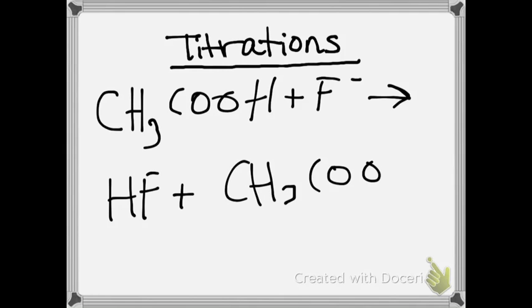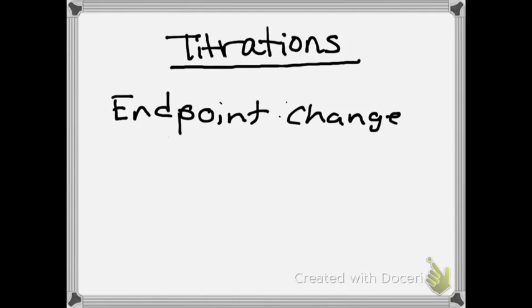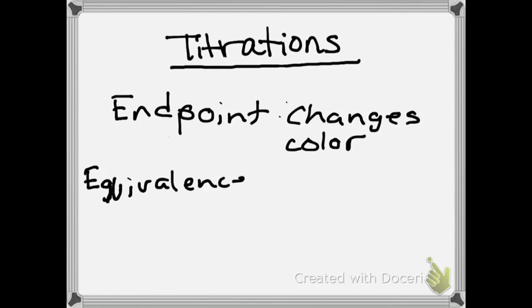and acetate. When actually initiating titrations, you add an indicator to signal when an endpoint happens. And the endpoint is when the solution in the titration actually changes color. Which is not to be confused with the equivalence point, which is the point that there are equal amounts or moles of both your H+ and OH- in the solution.